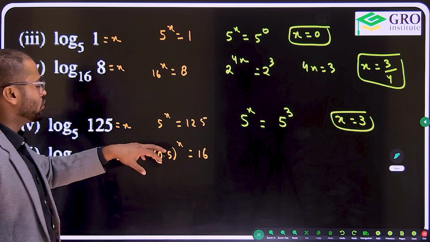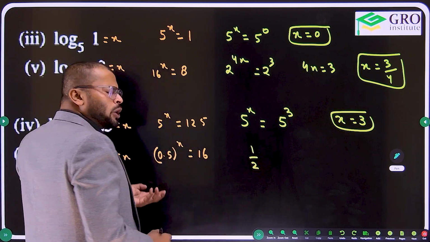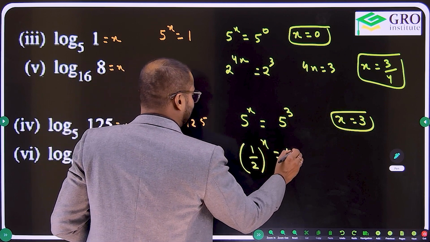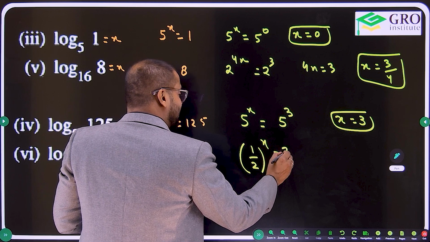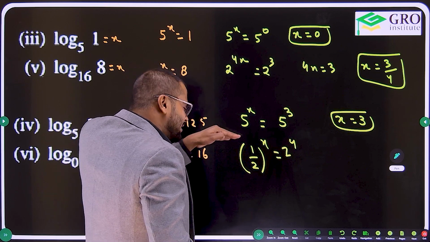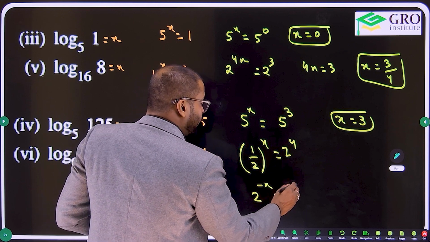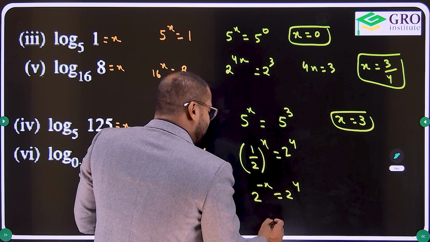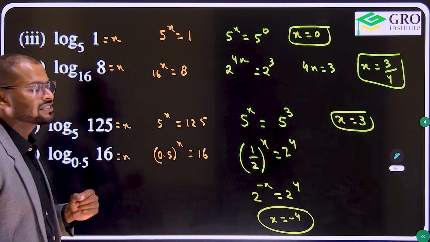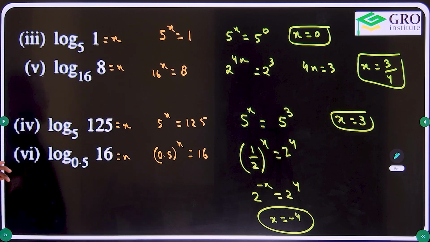When you have 0.5 to the power x, it is going to be 1 by 2. What is 0.5? It is 1 by 2, right? 1 by 2 to the power x is equal to 16, and 16 can be written as 2 to the power 4. Same way, we need 2 at the numerator. 2 to the power minus x becomes 2 to the power 4. When both the bases are same, it is going to be minus x is equal to 4, and this is your answer, x is equal to minus 4. And this is how we have answered all these 6 parts.